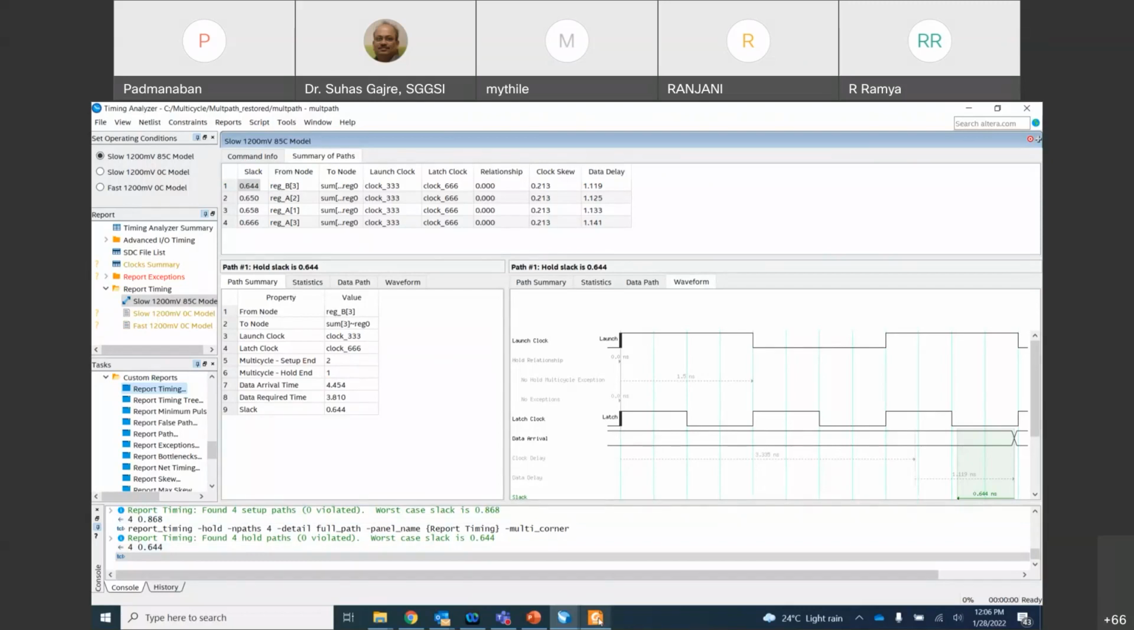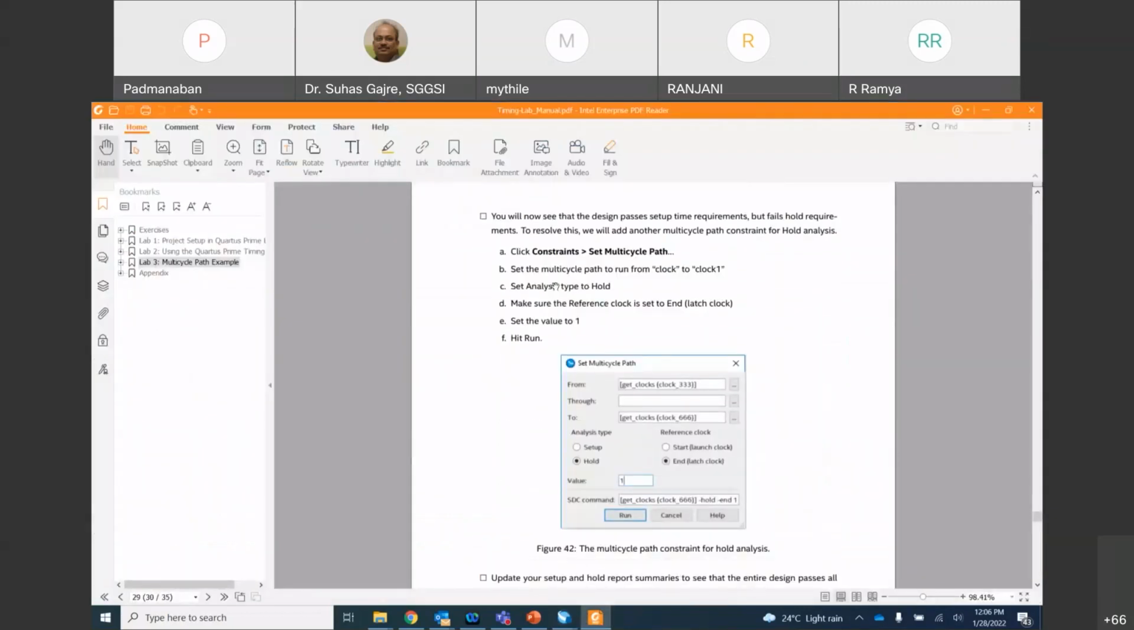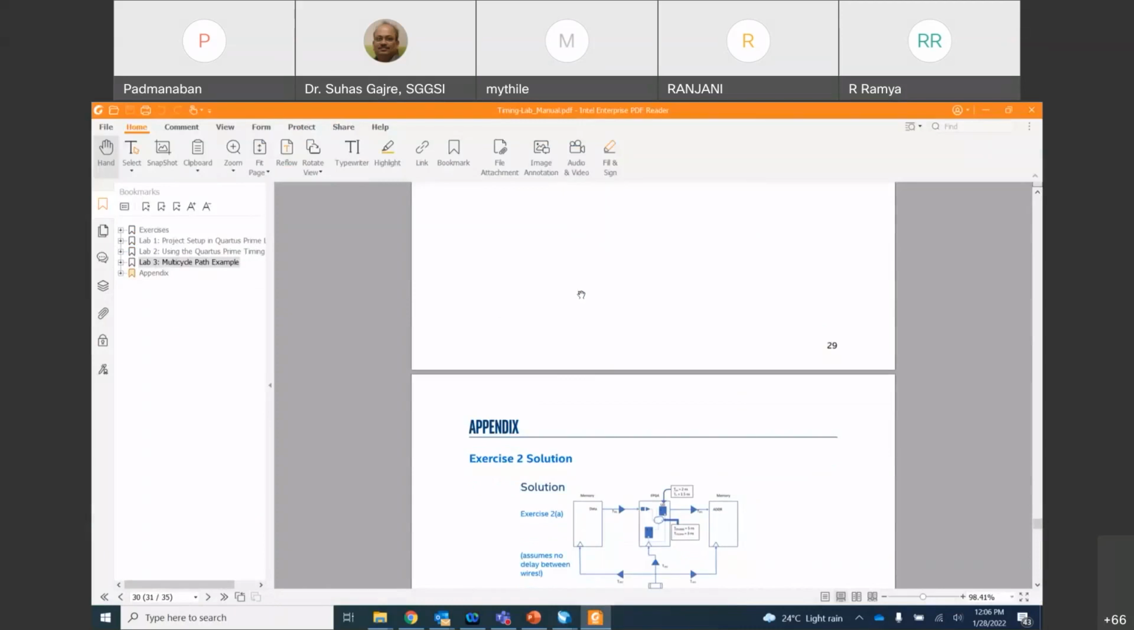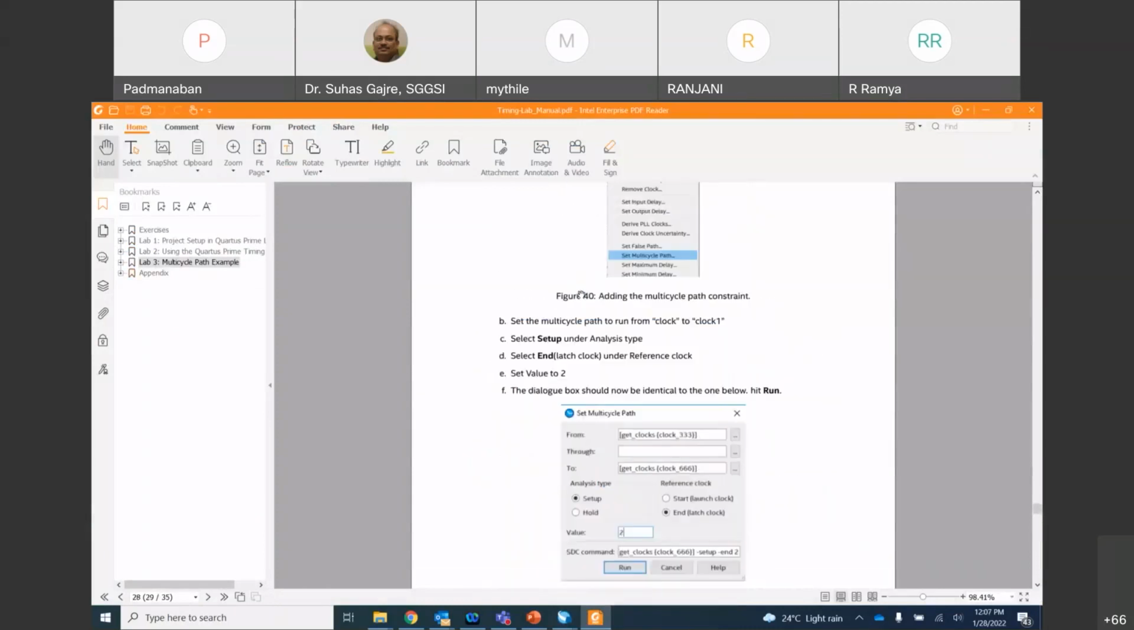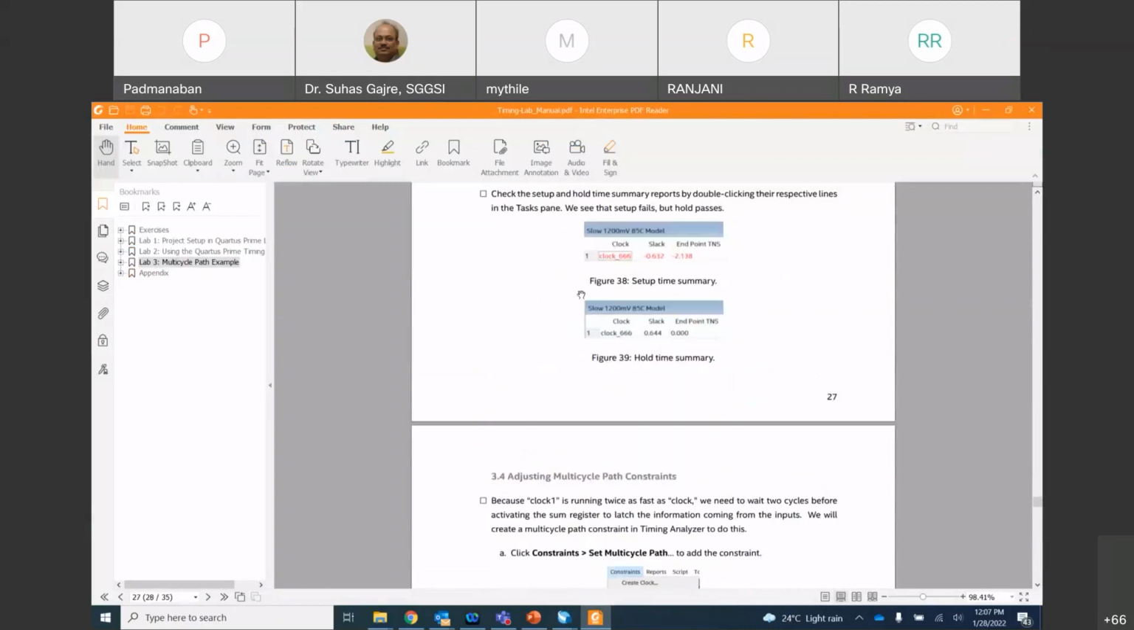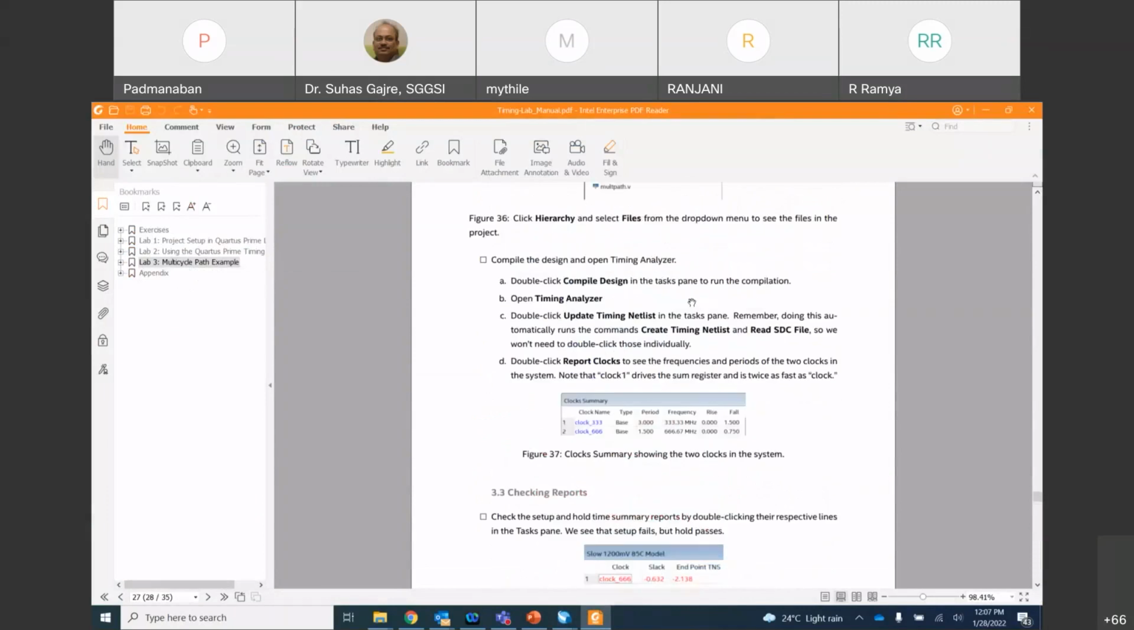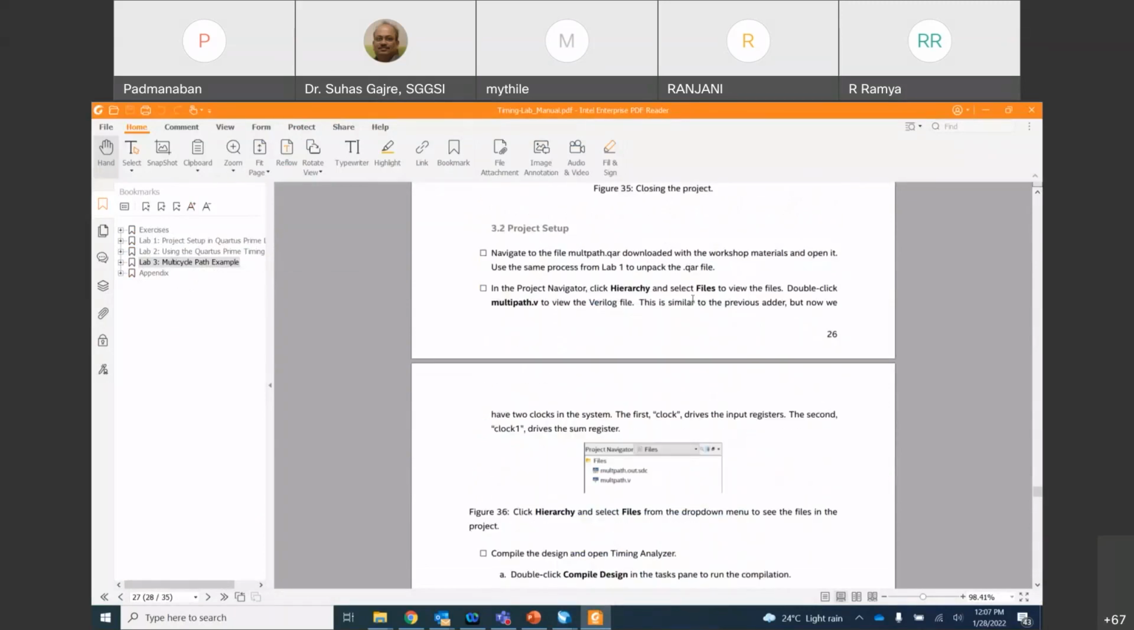In the lab manual, the step-by-step process is provided, and you don't require any hardware for this particular lab because this is completely on timing analysis. So you can use this lab manual and complete all the 3 labs provided. The first 2 labs are just a project setup and how to use the timing analyzer, which I explained to you already. And this is the multi-cycle path example, which has 2 clocks. The lab manual has the steps and the lab file, the Quartus archive file. I will share it with you. You can directly open the Quartus archive file, check that, and complete the lab also.